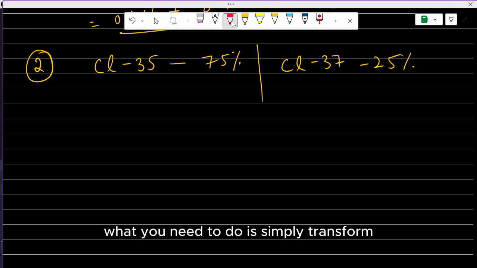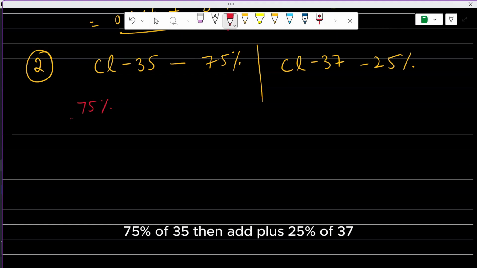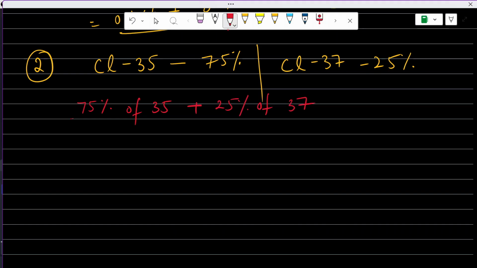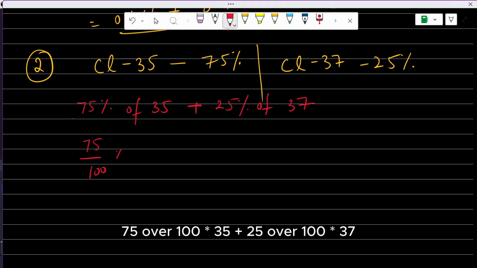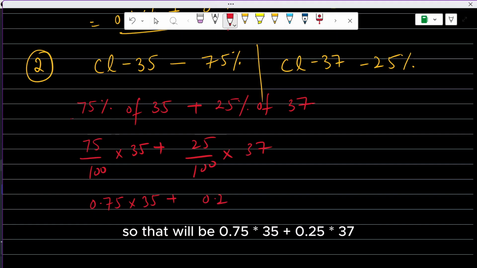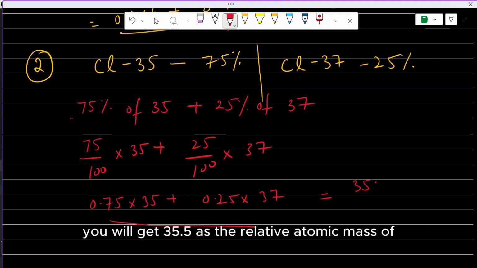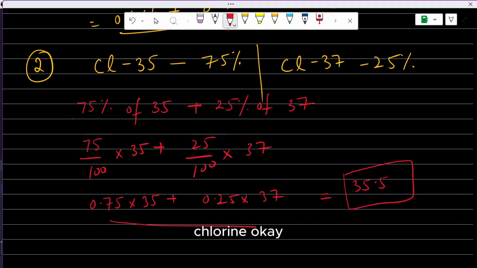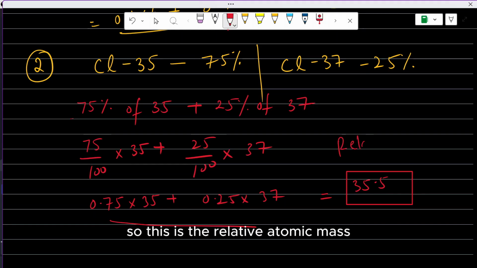So for this question, what you need to do is simply transform this data into a mathematical expression. 75% of 35, then add 25% of 37. 75 over 100 times 35 plus 25 over 100 times 37. So that will be 0.75 times 35 plus 0.25 times 37. So if you simplify this, you will get 35.5 as the relative atomic mass of chlorine. Okay, so this is the relative atomic mass of chlorine.